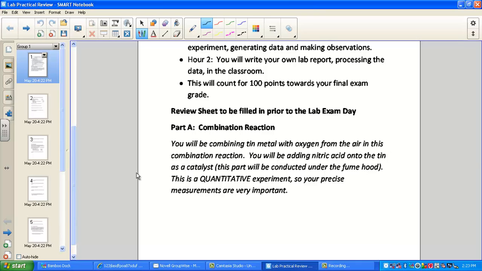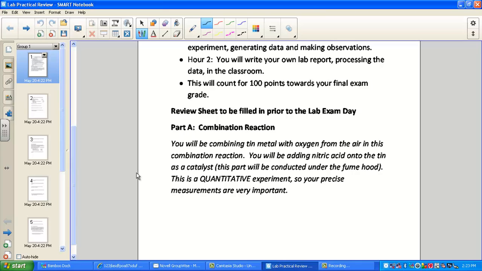There is a 4-part lab practical. In part A, we work a combination reaction. In part B, a decomposition. In part C, a single replacement. And in part D, we work a double displacement reaction. I'm going to talk you through each one of those 4 components, and we'll write down some sample data questions together.